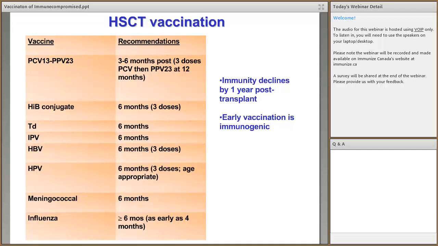So what are the recommendations for stem cell transplant vaccination? I've just made a list here. Generally, everything starts around 6 months, except for pneumococcal vaccine, which starts at 3 months. And you can see that multiple doses are required. For example, for pneumococcal vaccine, 3 doses of conjugate followed by 1 dose of polysaccharide vaccine is required. For your hepatitis B, again, it's the usual 3 doses, HPV, the 3 doses, etc.